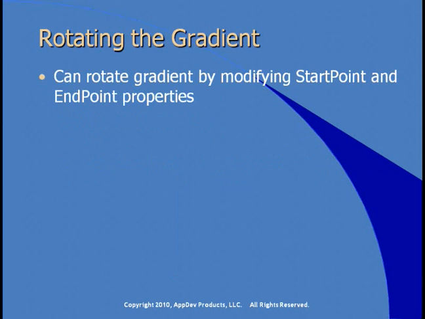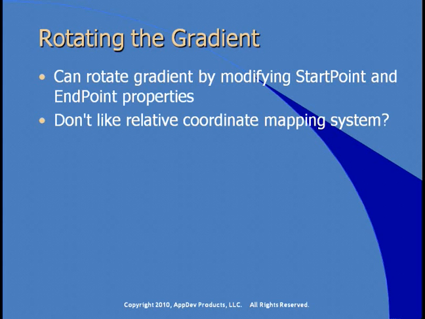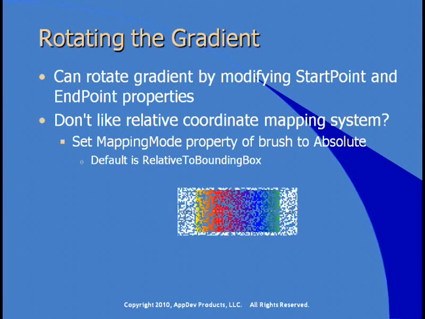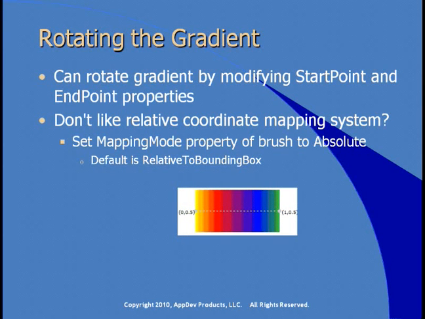Now you can rotate the gradient by modifying the start point and end point properties. And even if you don't like the relative coordinate mapping system, you can set the mapping mode property of the brush to absolute. However, the default is going to be relative to bounding box. And here's an example that shows off what happens if you rotate that line. Rather than going from 0, 0 to 1, 1, if you make the line go from 0, 0.5 to 1, 0.5, this is what you get.